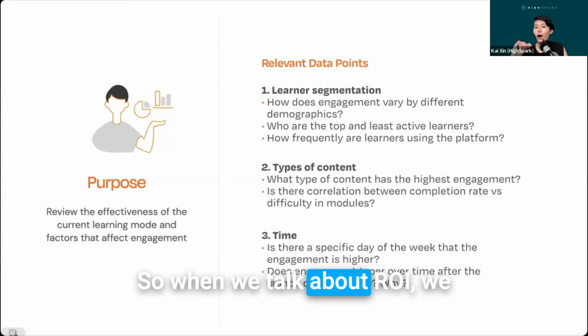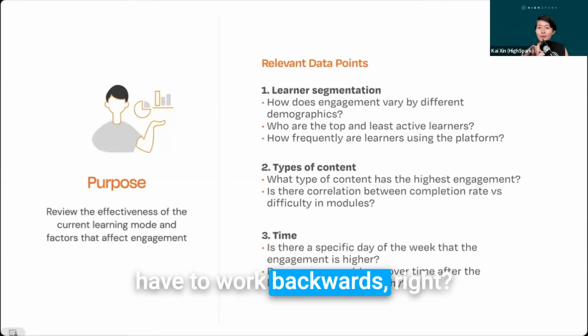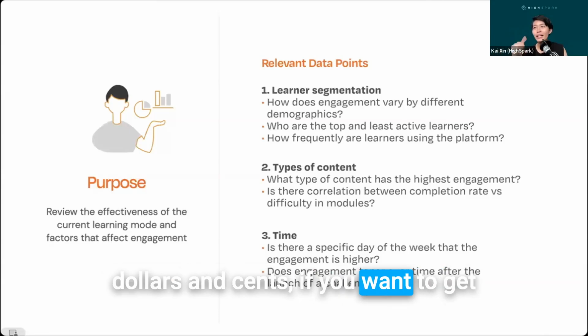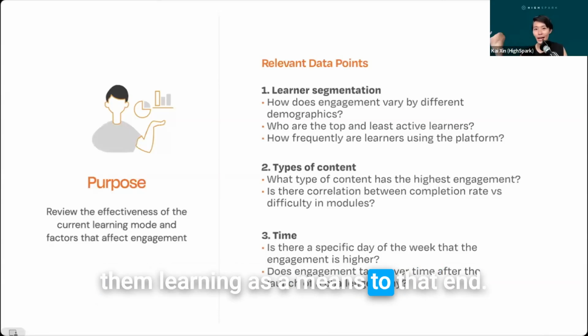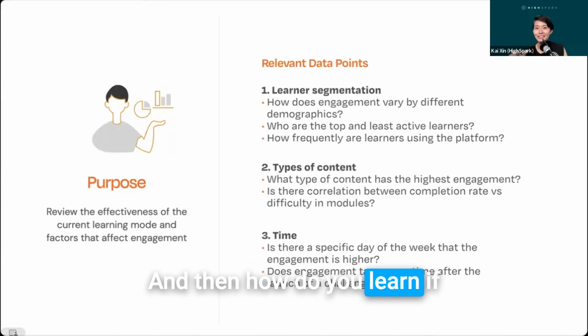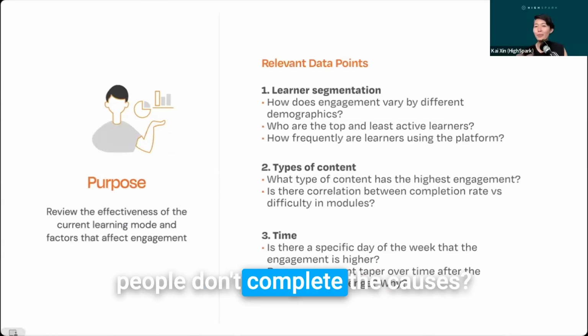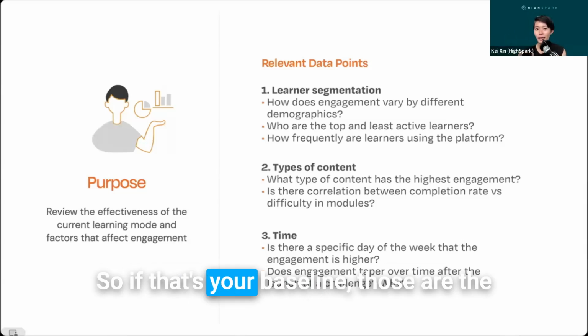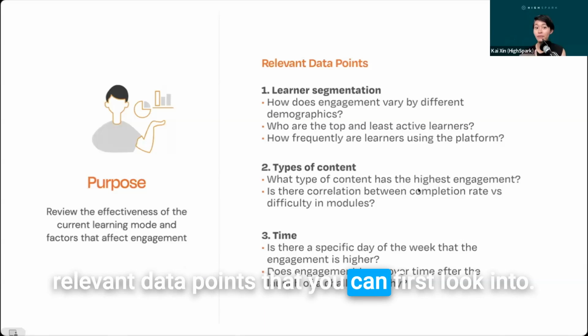When we talk about ROI, we have to work backwards, right? So business outcomes in terms of dollars and cents. If you want to get there, learning is a means to that end. And then how do you learn? If people don't complete the courses, then you can't really get to a certain level of competency. So if that's your baseline, these are the relevant data points that you can first look into.